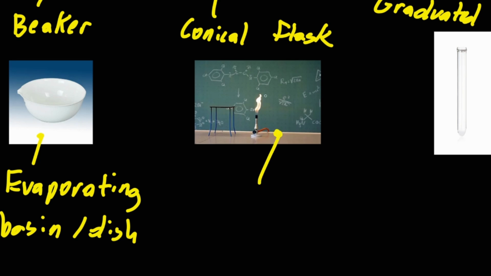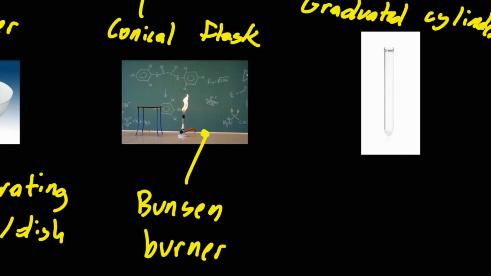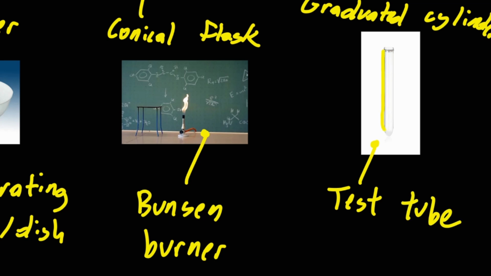This here is a Bunsen burner used to heat substances. You won't be using much of it, but I think you might still be using it. I'm not sure. And this here is a test tube. It's used to hold small quantities of liquids. As you can see, it's very, very small. And usually you hold these in something that's called a test tube rack.